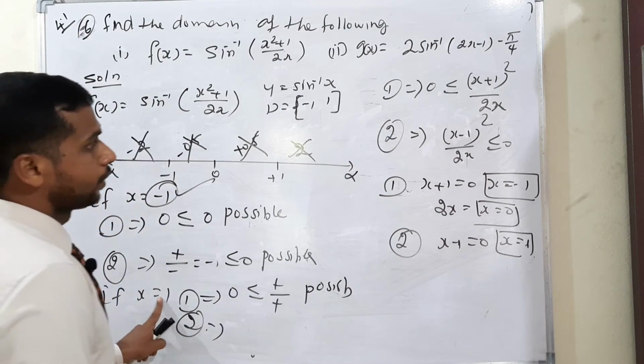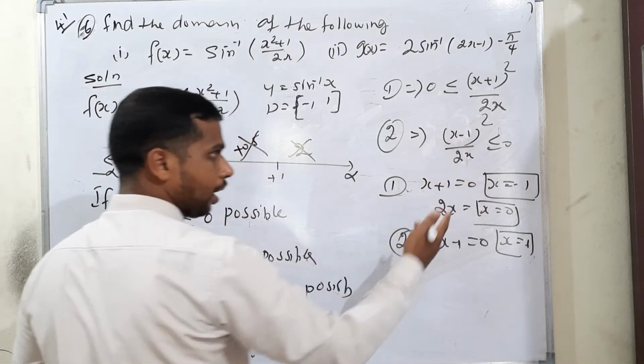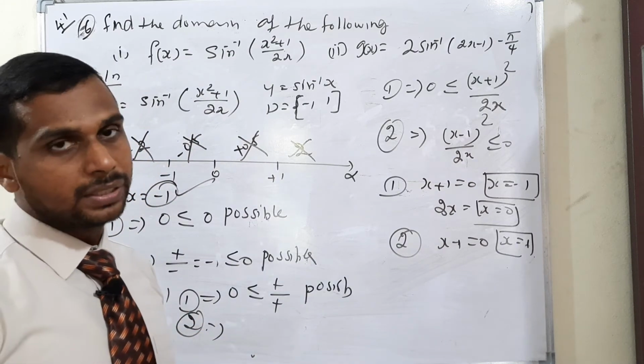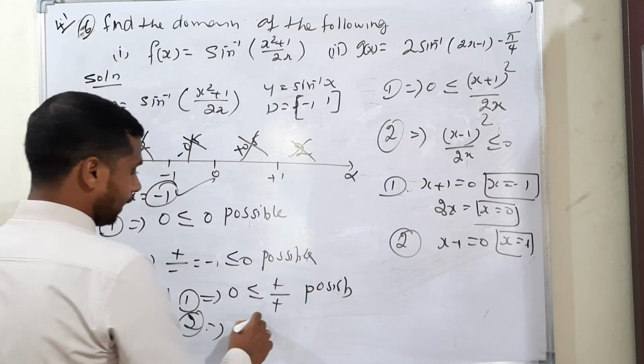Next, the second case. What will happen? Second case also positive 1 means 1 minus 1, which is 0. 0 divided by anything means the value will be 0. So we can be sure the second case is also possible.